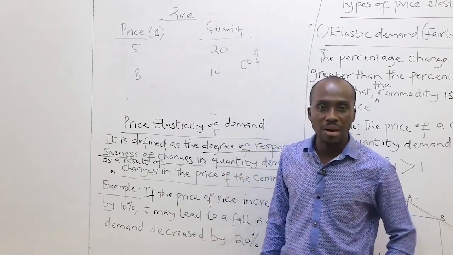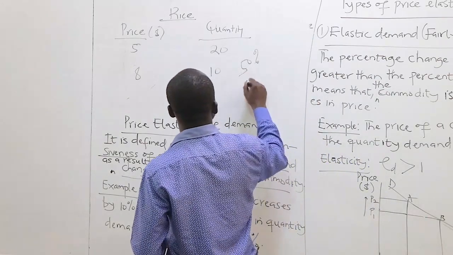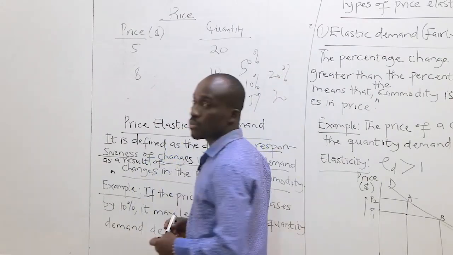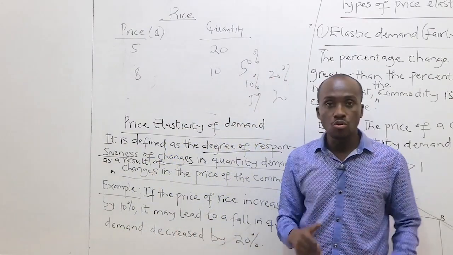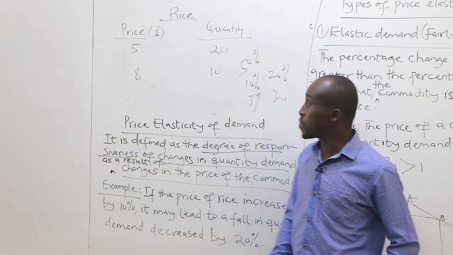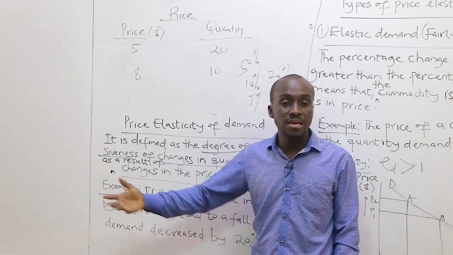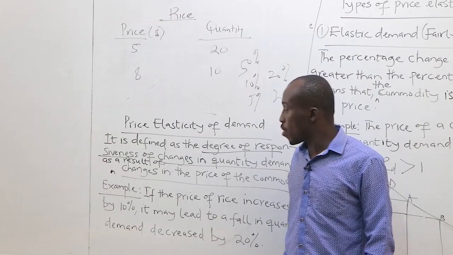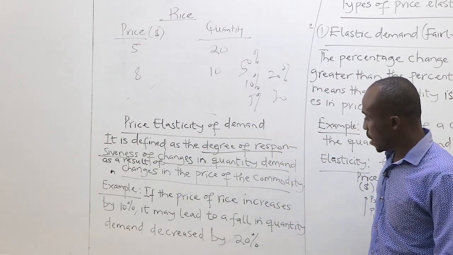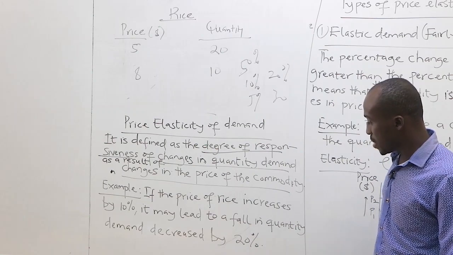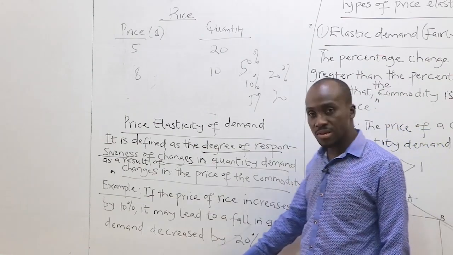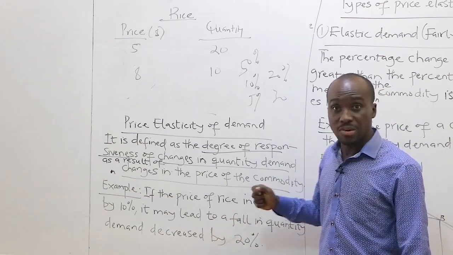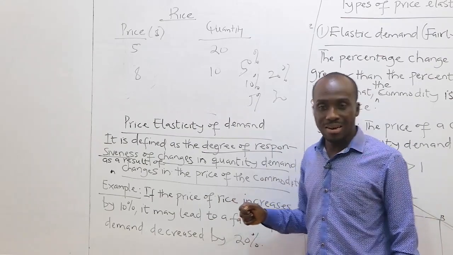Maybe somebody will decrease his demand by 10%, somebody by 5%, somebody by 20%, some by 30%, depending on you. Somebody may decrease by 50%, somebody by 2% or 1% or 8%, whatever percent. So it depends on you and your preference. For example, if the price of rice increased by 10%, it may lead to a fall in the quantity demanded by 20%. So it's telling you the exact response: when the price increased by 10%, the demand is going to fall by 20%.